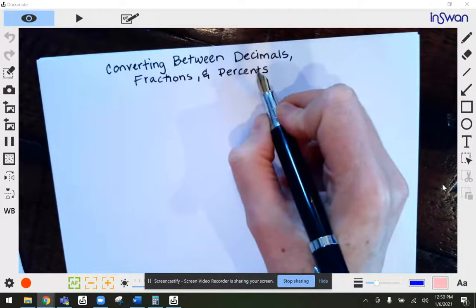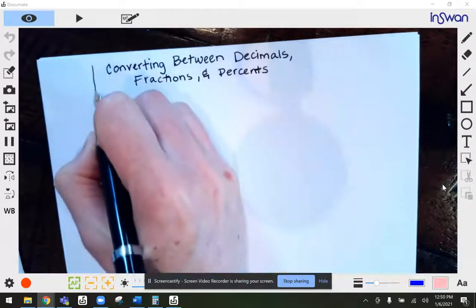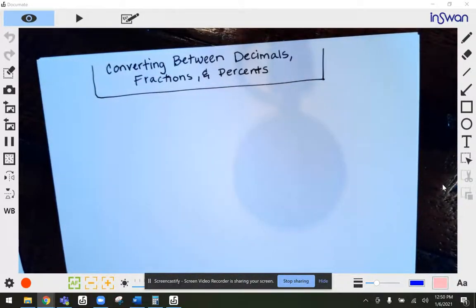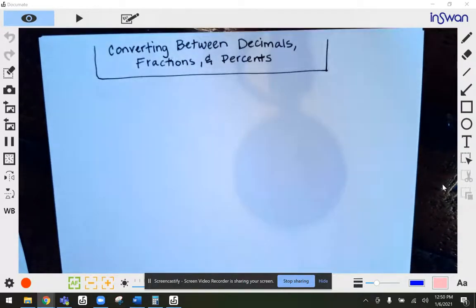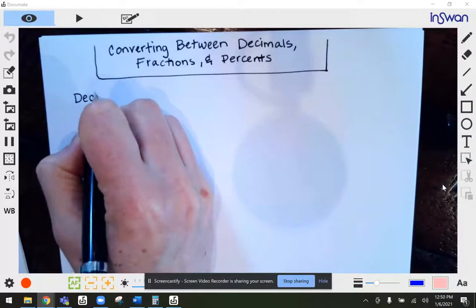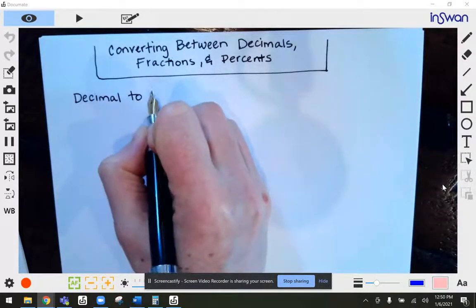All right, so this will be a good reference page for you in your notebook. I'll give you the steps for converting for each type and one example. So the first type would be going from a decimal to a fraction.